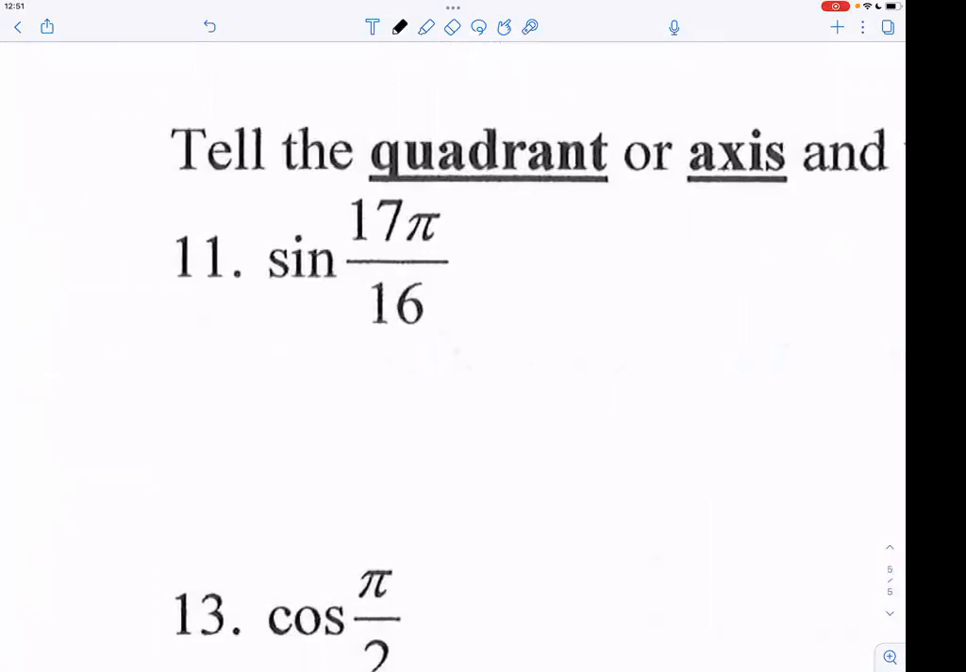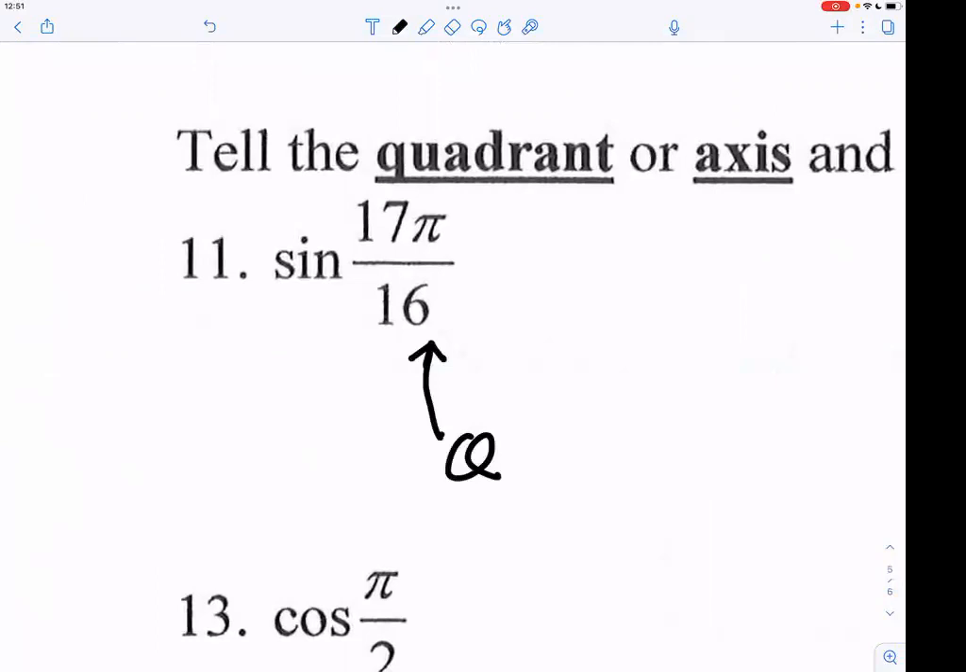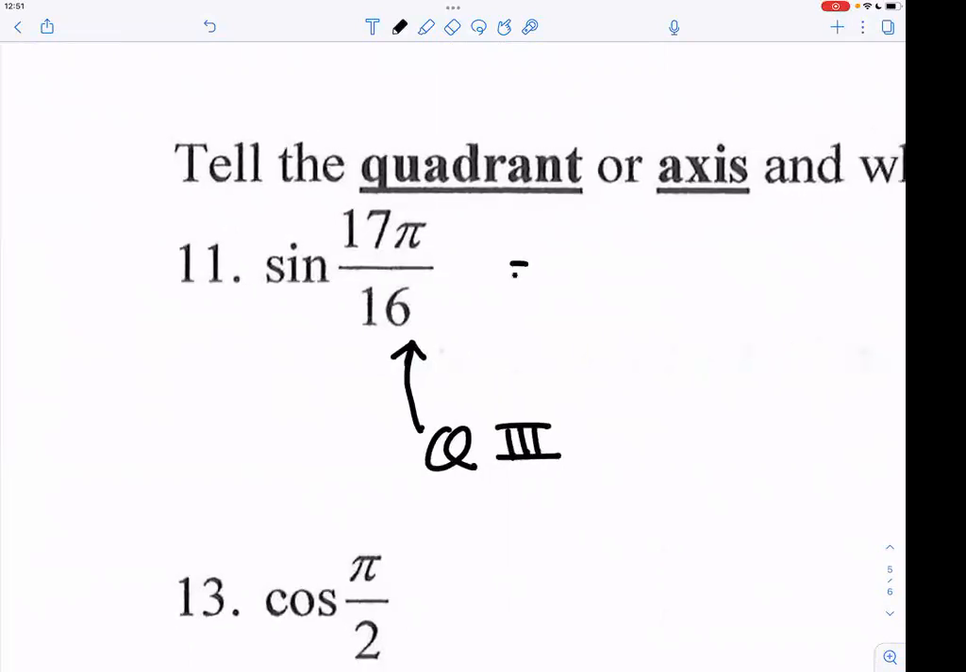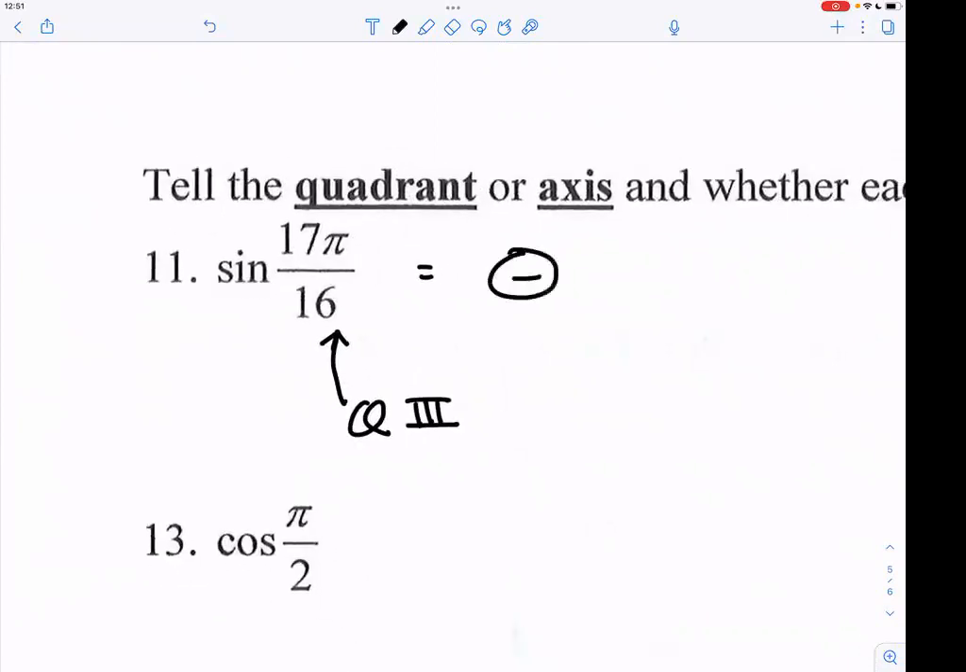You look at this. Which quadrant is this angle? Quadrant? Quadrant? Quadrant? This is greater than 16 pi over 16 pi, it's 1 pi, right? Now, of course, it's not the same as what we did earlier, but the logic is the logic that matters. Okay, so sine of an angle in quadrant 3 must be positive or negative? Negative.